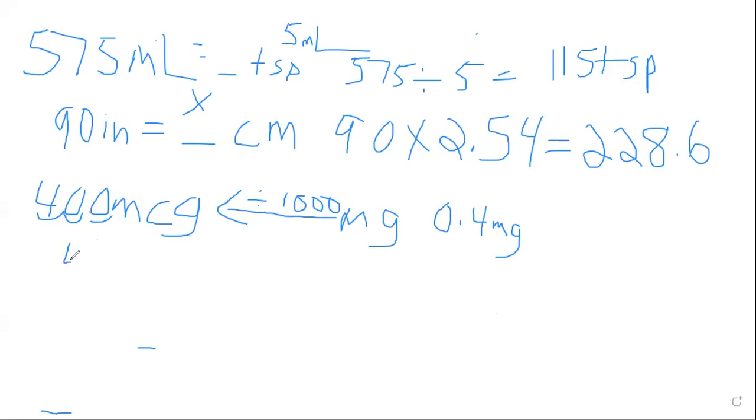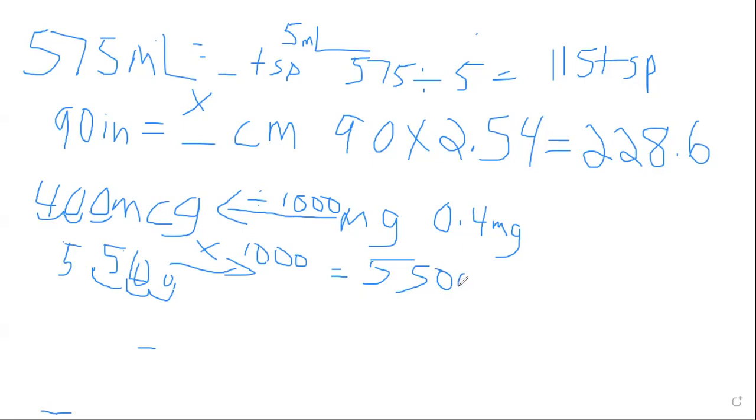Okay, the next one we're going to do is 5.5 liters to milliliters. And again, liters to milliliters, we're going to the right. So we're going to multiply by 1,000. Remove the decimal. 1, 2, 3. Okay, so we're going to add 2 zeros. So it should be 5,500. But we'll do the math just to be sure. So 5.5 times 1,000. And I got 5,500.